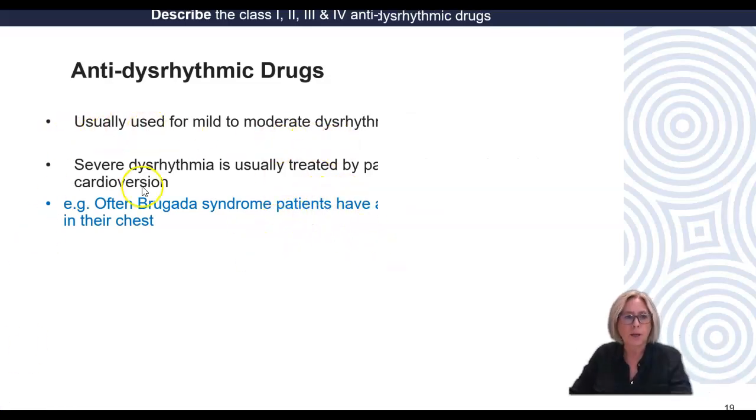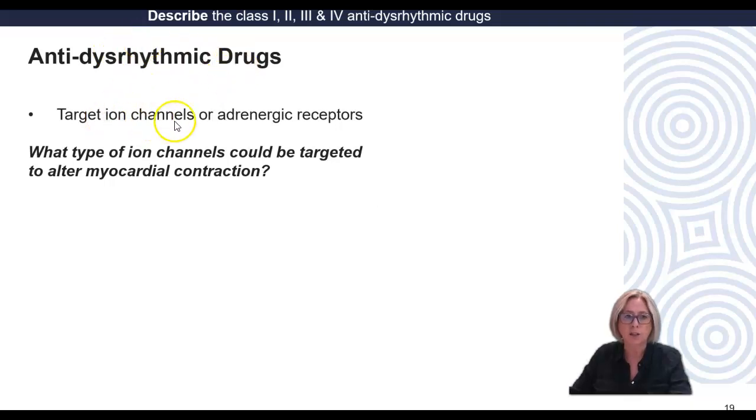into VF. Now, many of these anti-dysrhythmic drugs target ion channels or adrenergic receptors. And these adrenergic receptors are what adrenaline or epinephrine or noradrenaline or norepinephrine bind to. And this is how the sympathetic nervous system then regulates heart rate. So what kind of ion channels could be targeted to alter myocardial contraction? Now, I think most people would know that it could be the sodium channel, or it could be the calcium channel, or could be the potassium channel.